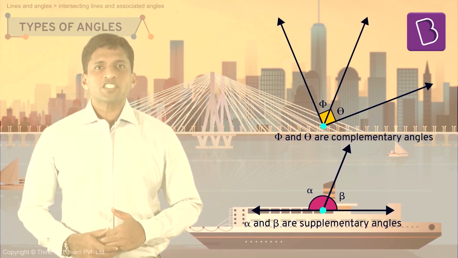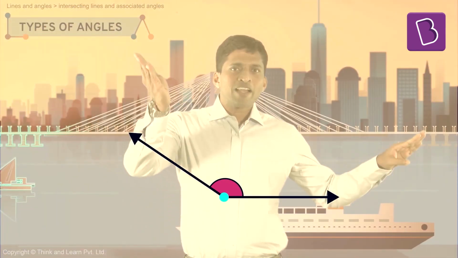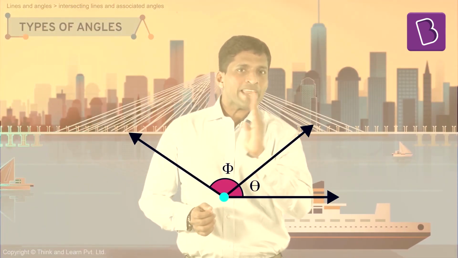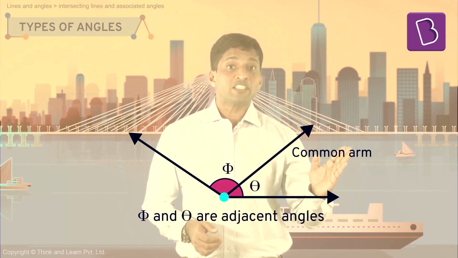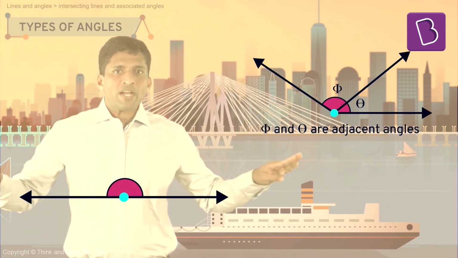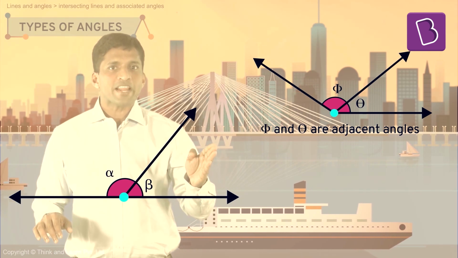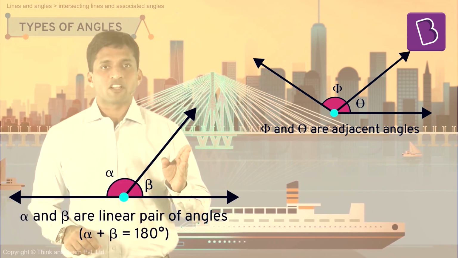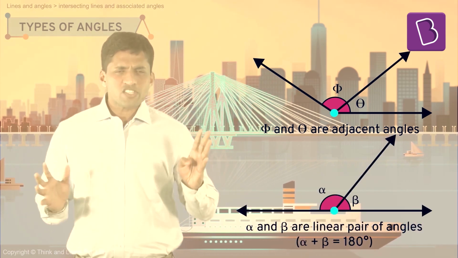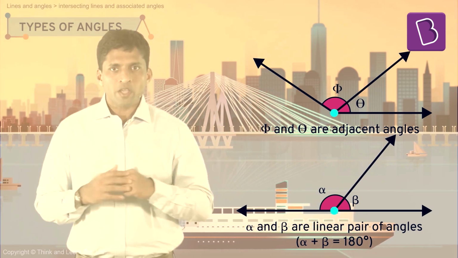Now, let's understand adjacent angles. Adjacent angles lie on either side of a common arm. So it's very easy, right? These two angles are called adjacent angles. This is a common arm. When two adjacent angles are supplementary, that is when they add up to 180, we call them a linear pair of angles. So these are all very simple terms, very easy to understand because we are visualizing all of them.